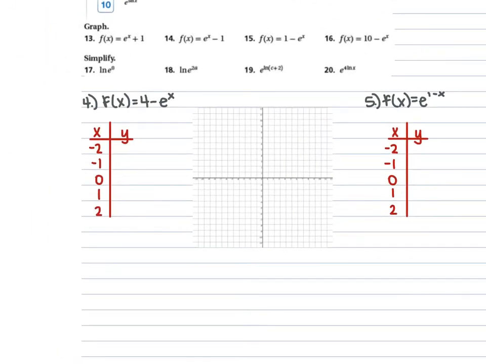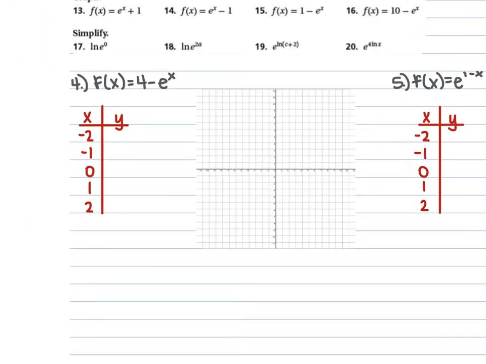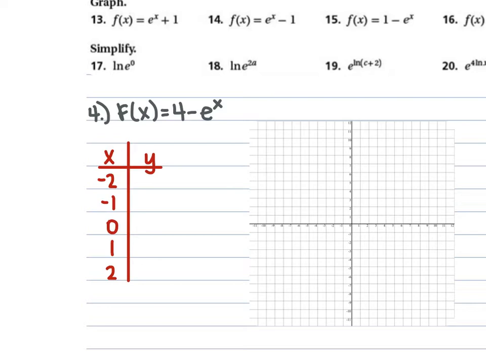For number 4, we have f of x is equal to 4 minus e to the power of x. So 4 minus e to the power of -2 is 3.9. So -2, 3.9 is about here. For -1, we get 3.6. So it's -1, 3.6, so about here.